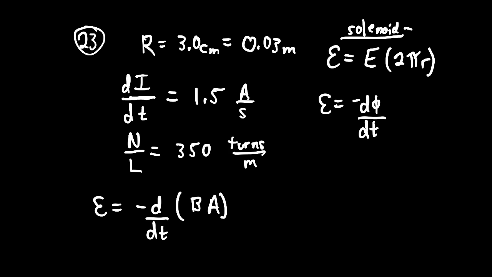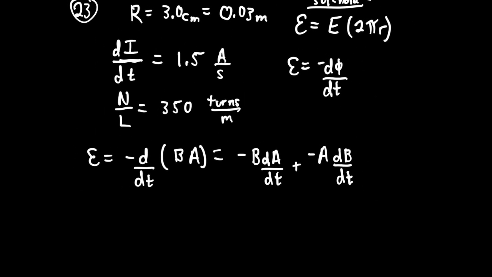Okay. So we have B times A. I need to take the derivative of that. How do I take the derivative of B times A? First times derivative of the second, so this is negative B times dA/dt, plus the second times the derivative of the first, A times dB/dt. In this particular problem, this goes to 0.